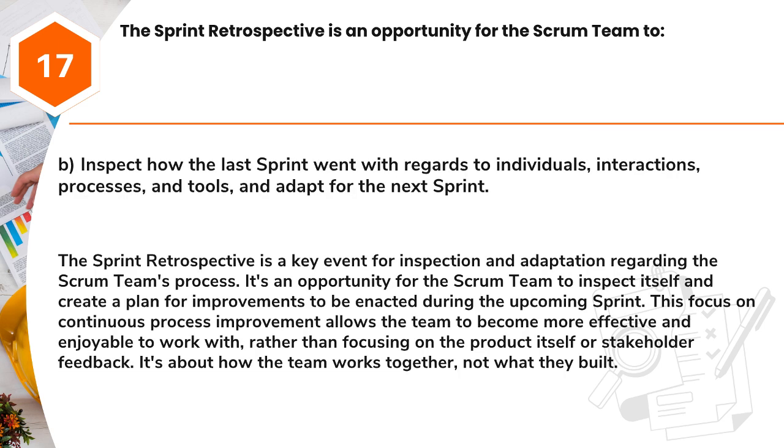Answer: B. Inspect how the last sprint went with regards to individuals, interactions, processes, and tools, and adapt for the next sprint. The sprint retrospective is a key event for inspection and adaptation regarding the Scrum team's process. It's an opportunity for the Scrum team to inspect itself and create a plan for improvements to be enacted during the upcoming sprint. This focus on continuous process improvement allows the team to become more effective and enjoyable to work with, rather than focusing on the product itself or stakeholder feedback. It's about how the team works together, not what they built.